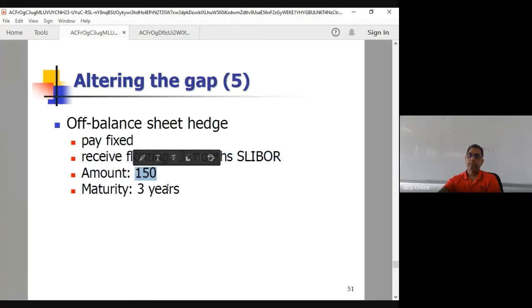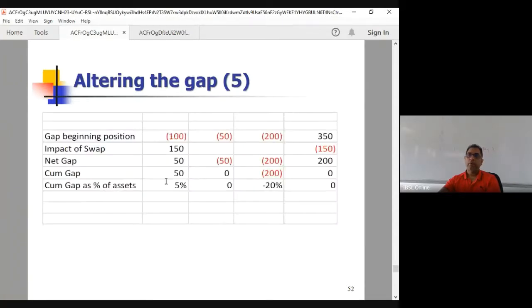It basically says the amount of the swap, that is the notional of the swap, the value of the swap. So the gap changes because you created a liability for 150 and your gap position before you started off was minus 100. So your net gap because of the liability you created becomes 50 there, positive. And the cumulative is also 50 in that case.